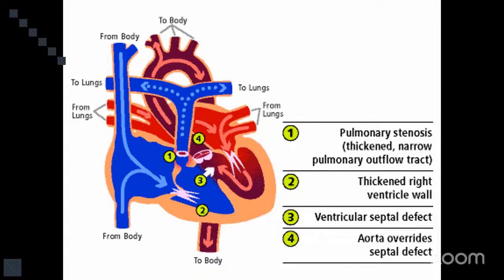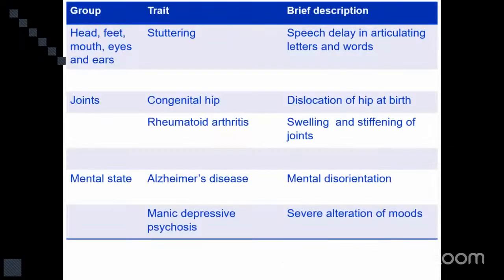Number 3, ventricular septal defect. Number 4, overriding of the aorta, and then septal defect. These are all the things that we can find in the classical condition that we call tetralogy of Fallot.